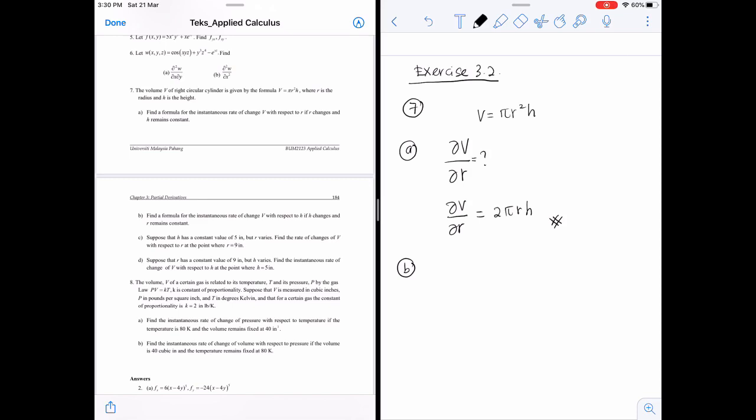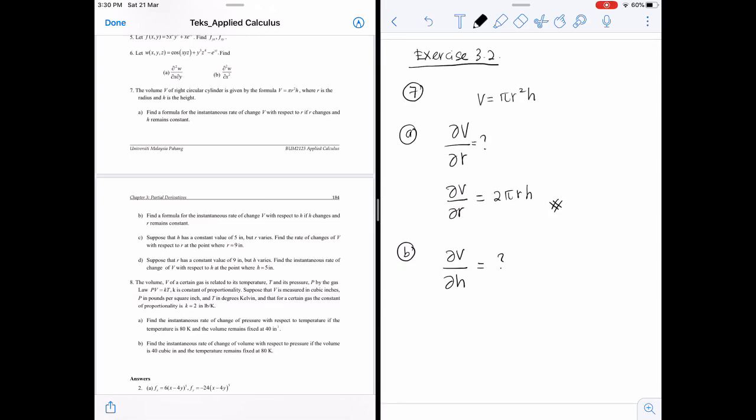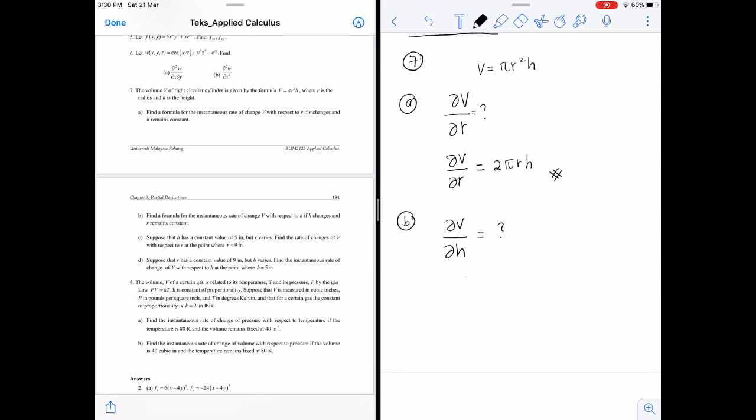So just now we already found the rate of change of V with respect to r. Now the question asks us to find the rate of change of V with respect to h. So when we want to find the rate of change of V with respect to h, we will consider r as a constant. So now we have V equals pi r squared h. So to find the rate of change of V with respect to h, we will have pi r squared. So this is the rate of change.